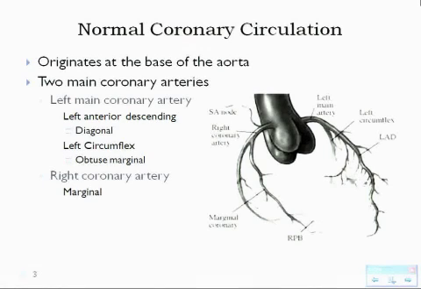So when you see RCA disease, these people present with significant bradyarrhythmias. So with bradyarrhythmias you should think in the back of your mind, right coronary artery disease. If you see VTach, VFib, think left main or LAD disease.